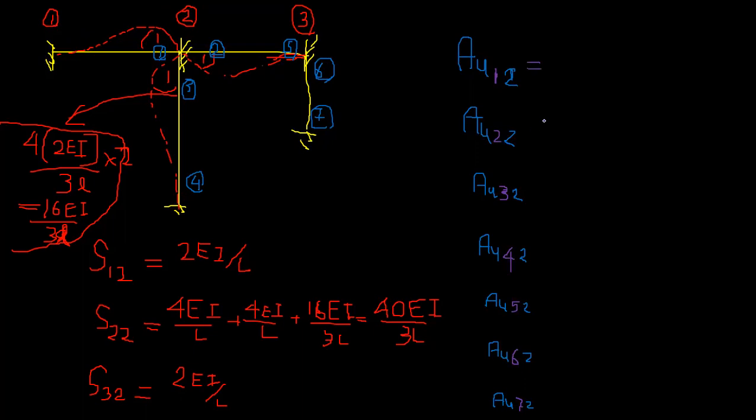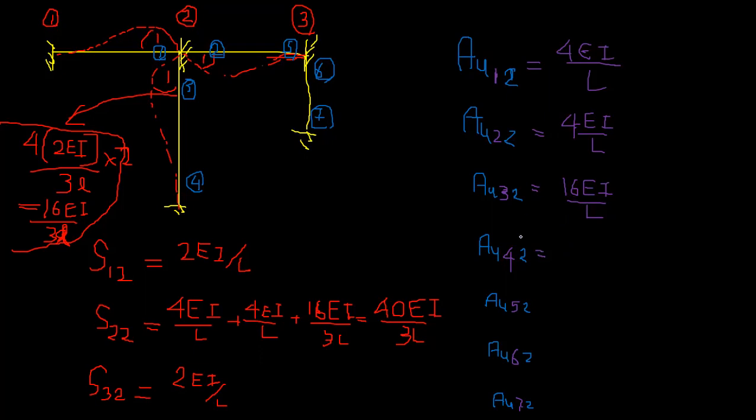So AU12 is how much? It's 4 EI over L. AU22 is also 4 EI over L. AU32 is how much? 16 EI over 3L. So these are separately for each member, right? So you can see S22 is overall the joint, right? Joint equilibrium. Here, each member, right?